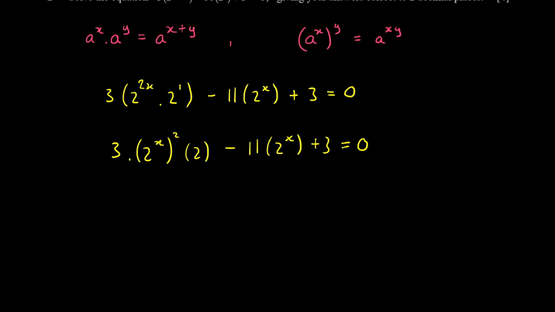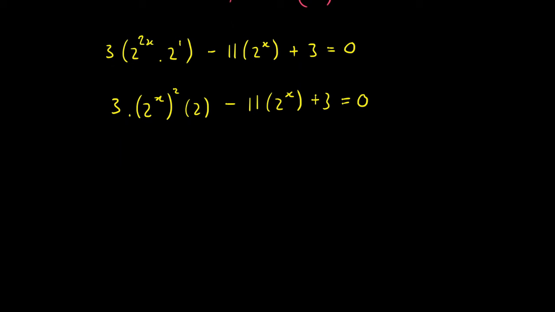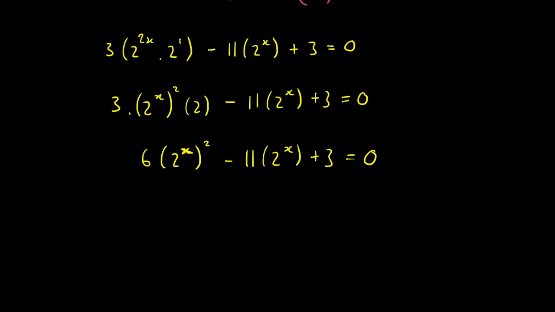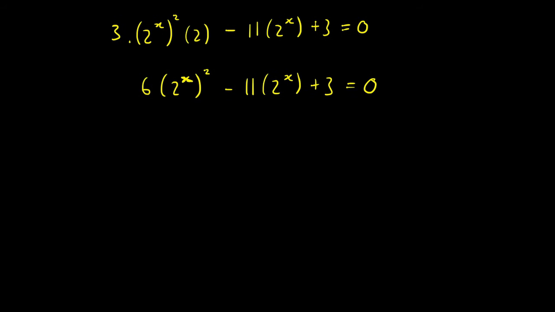And I can tidy this one up a little bit. So I'm going to now change this. We got 3 times by 2 is 6. So 6 times by 2 to the power of x to the power of 2 minus 11 times by 2 to the power of x plus 3 is equal to 0. And hopefully what you'll notice is that this is actually a hidden quadratic. Okay, so I'm going to say let u equal 2 to the power of x.